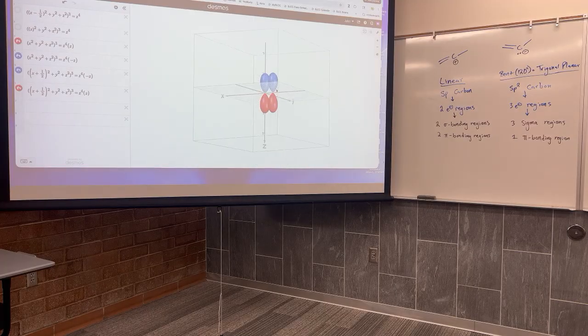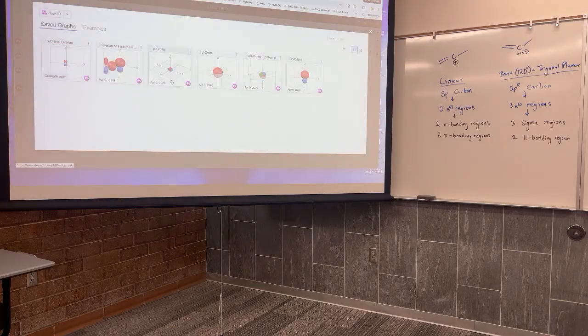What is it doing? And it's that constructive interference that would allow electrons to be in both regions. So that's how a pi bond forms. 2 p orbitals sit on top of each other.